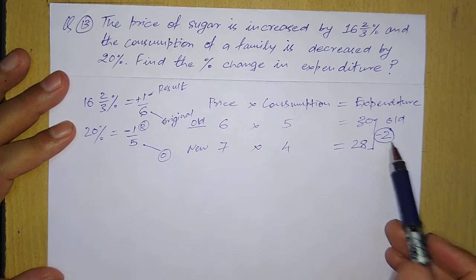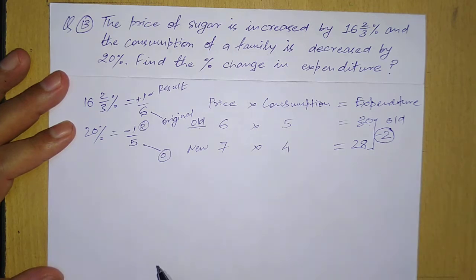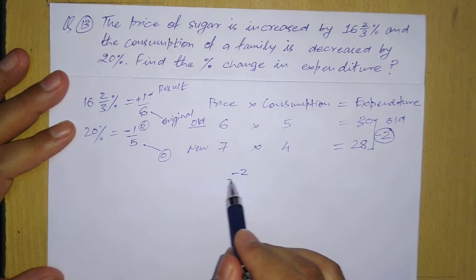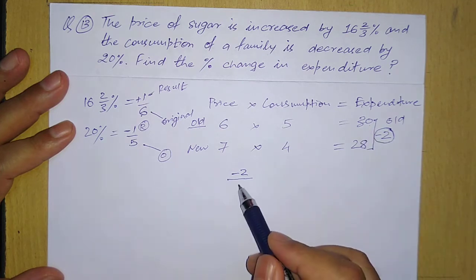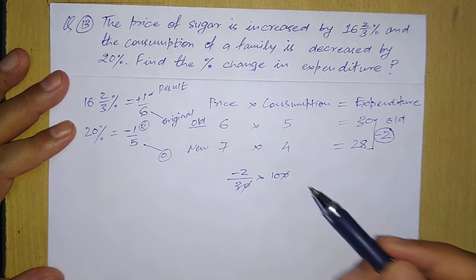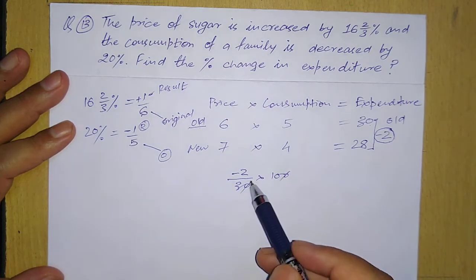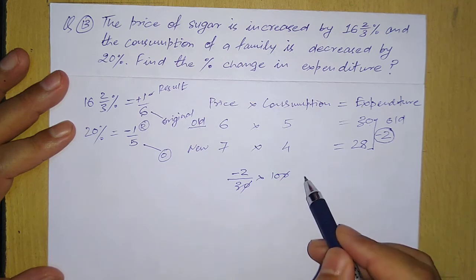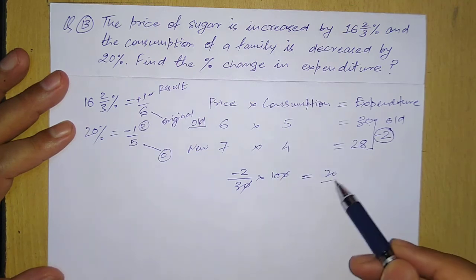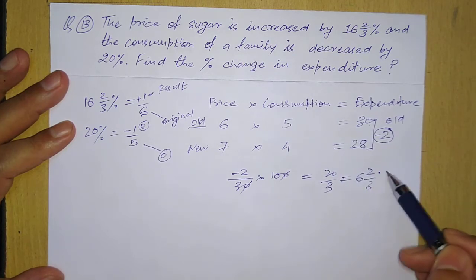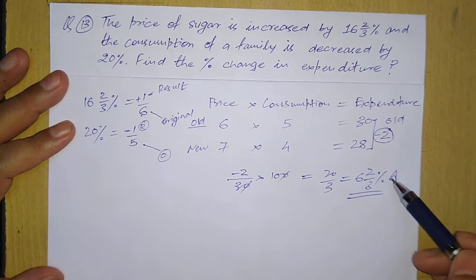So there is a decrease in expenditure, and in this question we need to find the percentage change in expenditure. So percentage change will be minus 2 upon the old expenditure, which is 30. Or we can say 2 by 3. So if we solve this, 20 by 3 will give us 6 2 by 3%. So this is our answer.